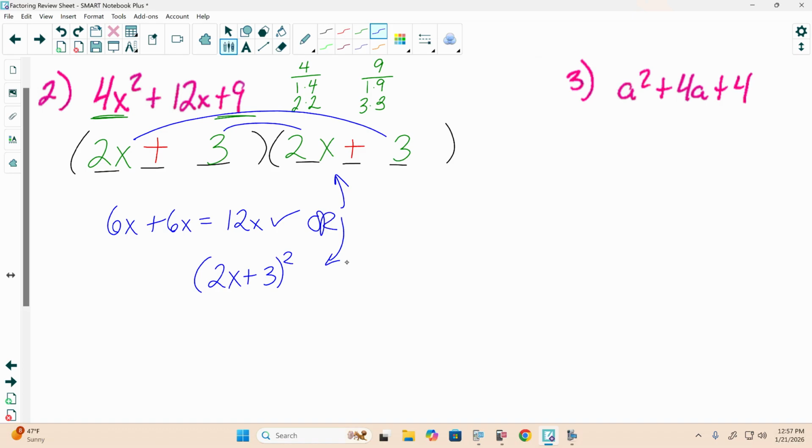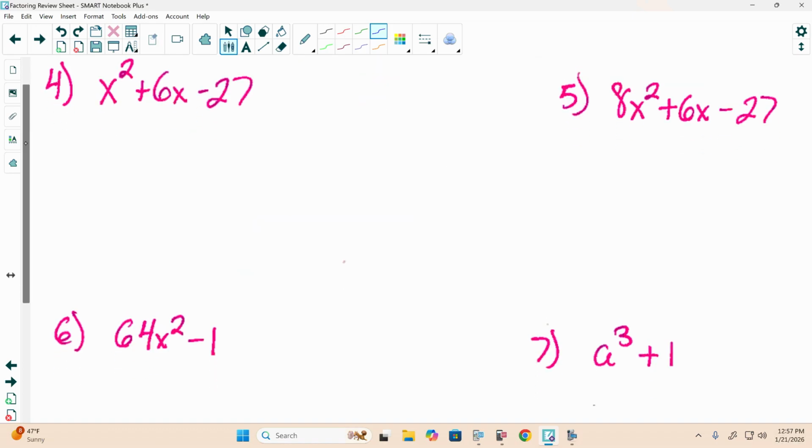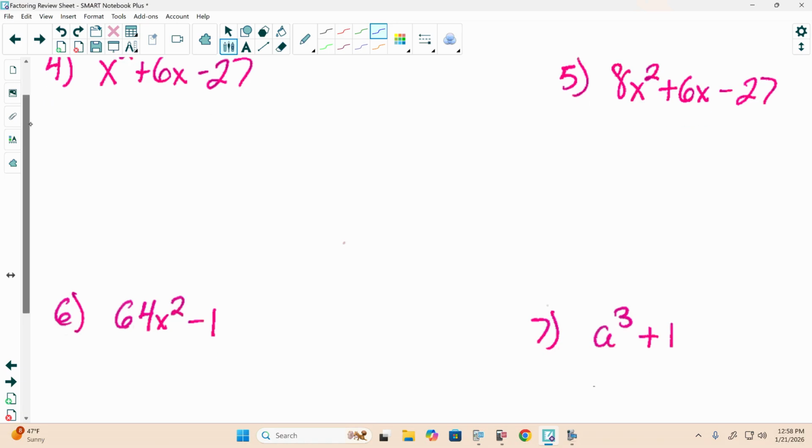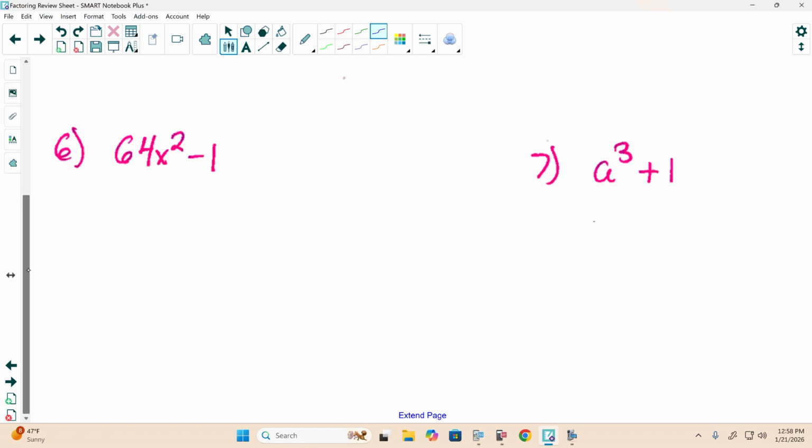Number 3 is going to be almost the exact same. Four, 5, 6, or 7, one of those that we want to look at. Seven. A cubed plus 1.